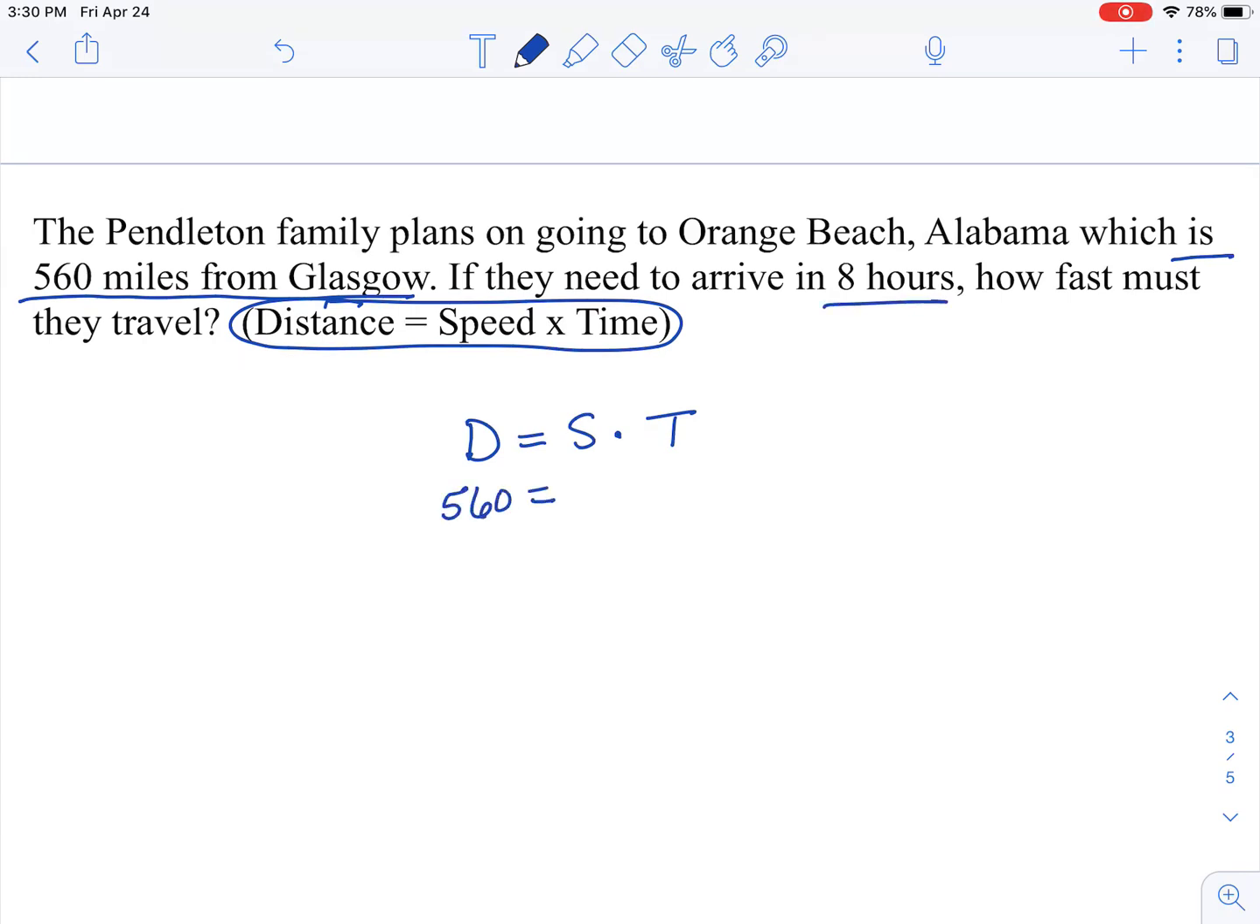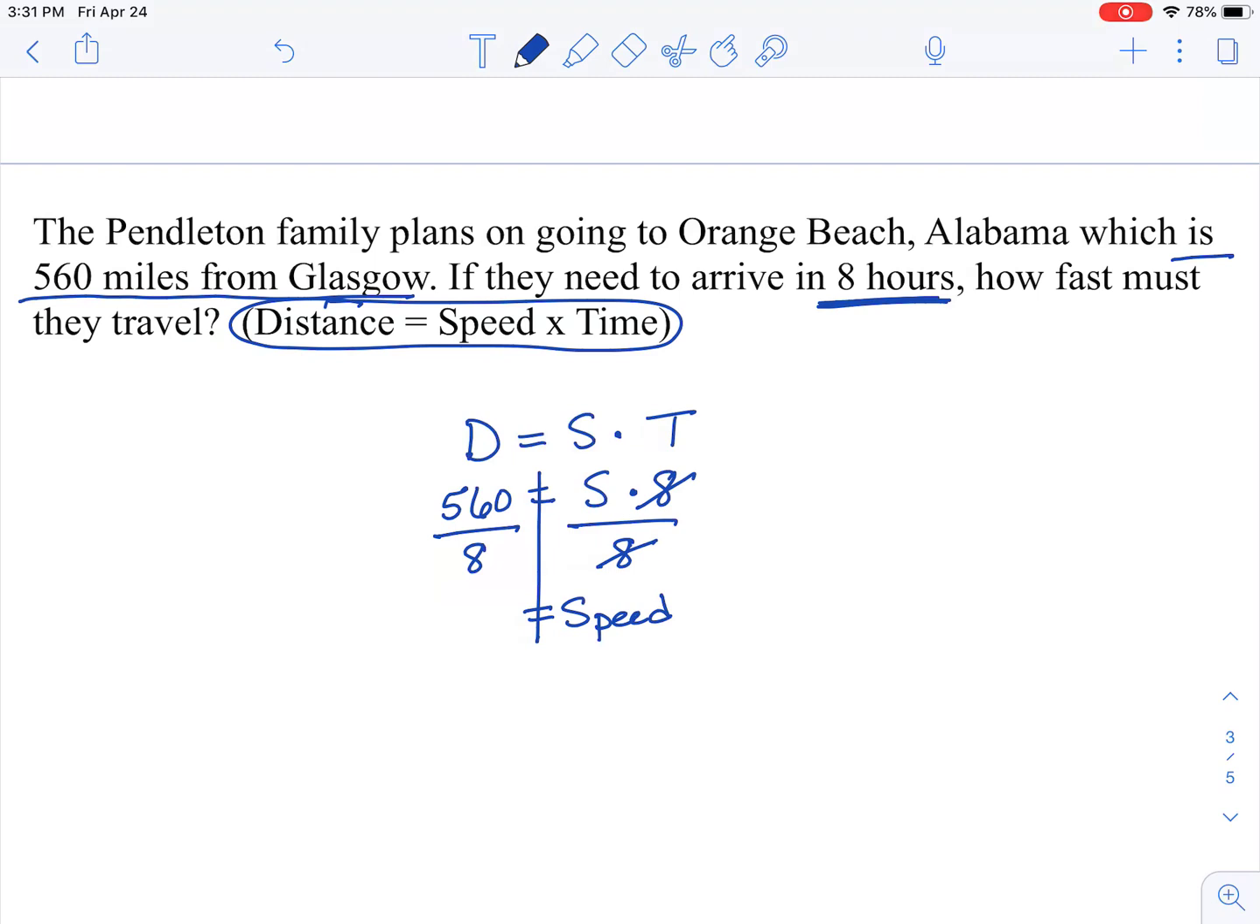They need to arrive in 8 hours. Is that my speed or my time? Hours is time. So what I don't know is speed. So again, I have an equation. I need to solve for S. So instead of multiplying by 8, I'm going to do the opposite and divide by 8. Whatever I do to one side, I do to the other. These cancel out and leave me with S, which stands for speed.